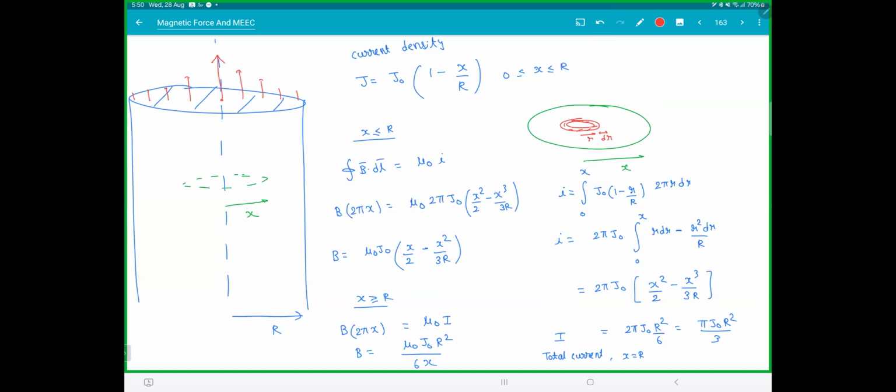All clear with this? So I could give you any kind of thing here. This is how you integrate every time. First, you need to find the current up to x. So first you take an x radius disk, and in that take a small ring dr, and then find the current up to x. Outside is easy. Find the total current and you're done. Clear, no?